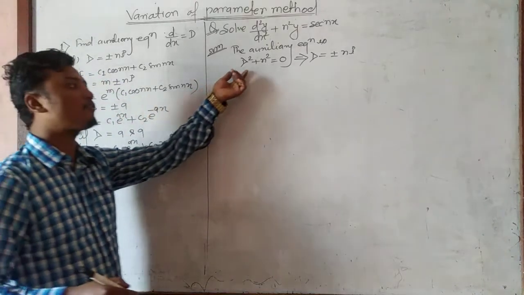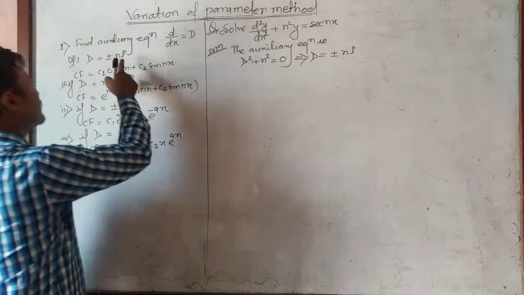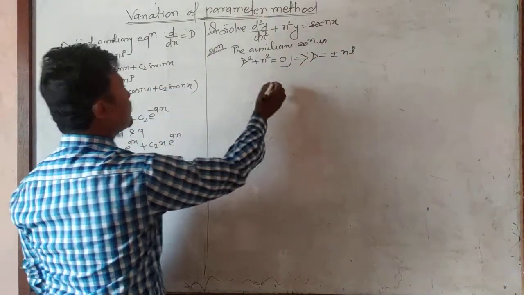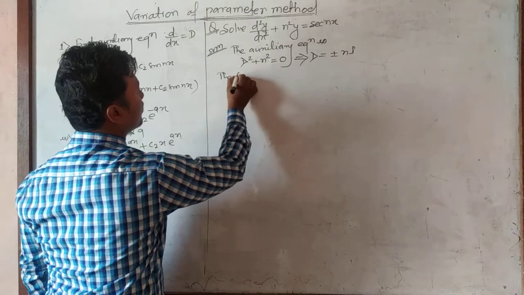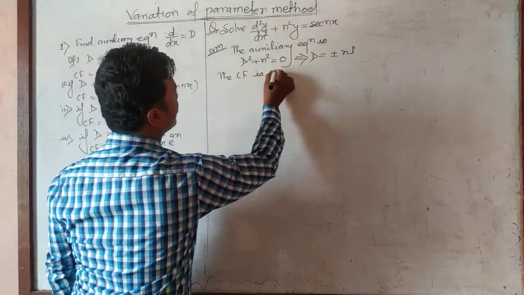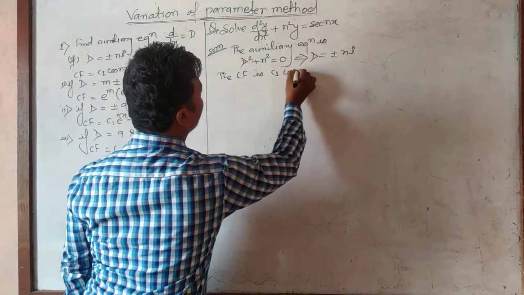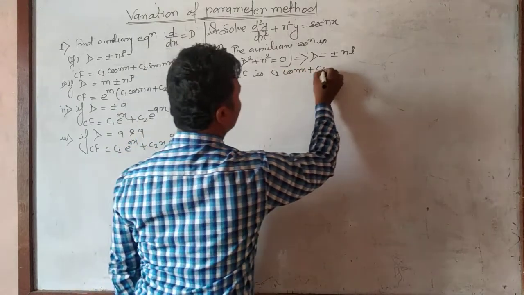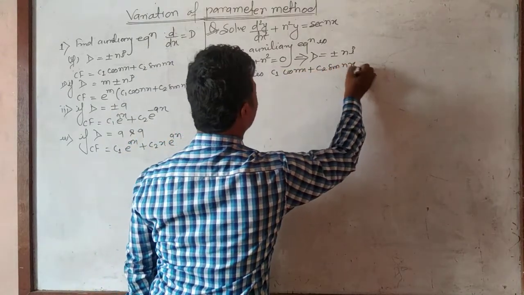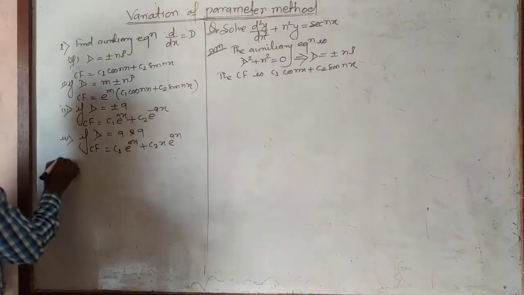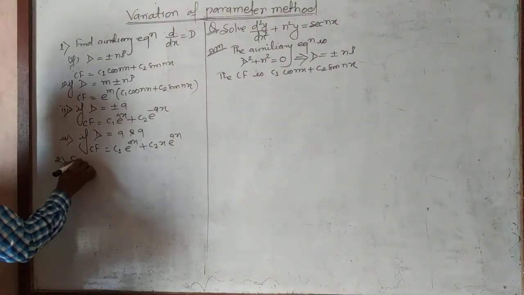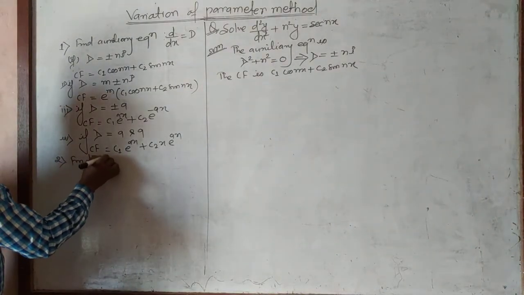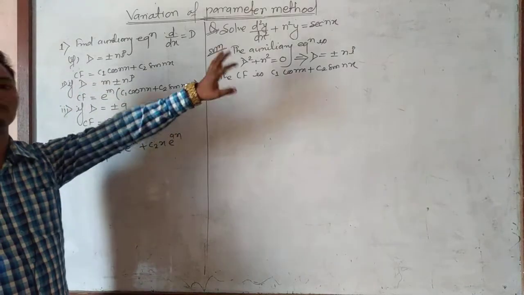But this question is going to match with the first condition. So now the CF is C1 cos nx plus C2 sin nx. Then, in the second note, we have to find the CF. Find here the CF. So this is our CF.